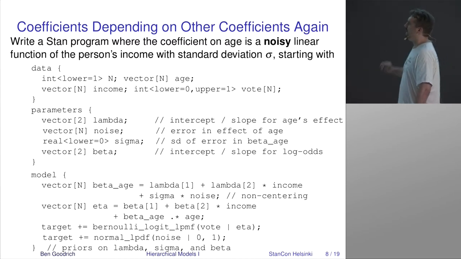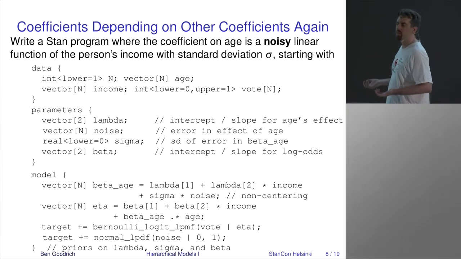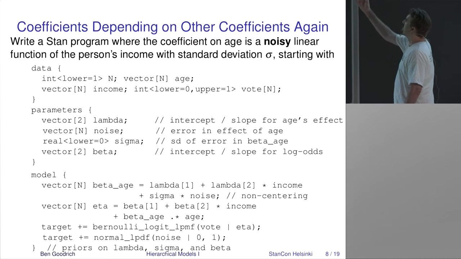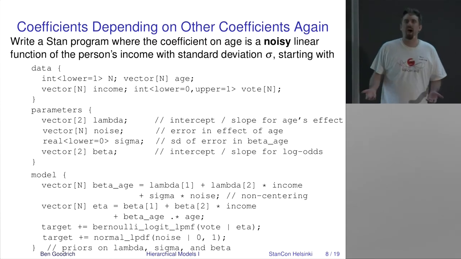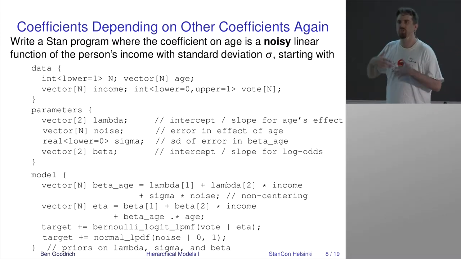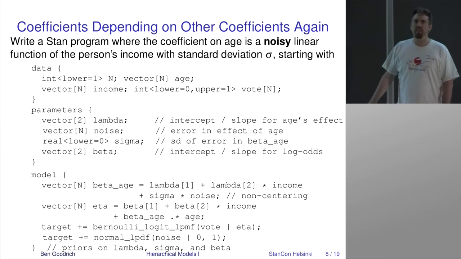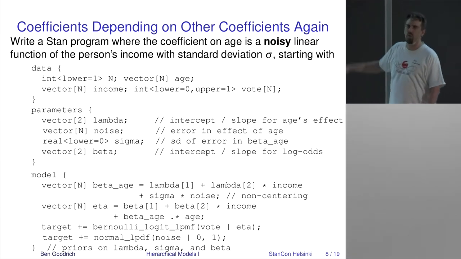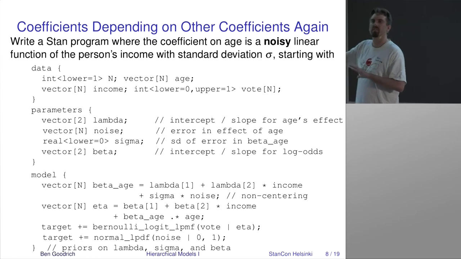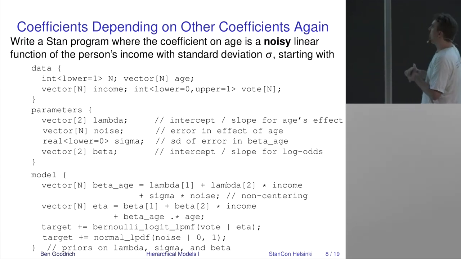And now I have one more line where essentially I've said my prior on the noise is normal 0, 1. But if noise has a standard normal prior, then sigma times noise implicitly is going to have a normal distribution with mean 0 and standard deviation sigma. That's just taking advantage of the scaling property of the normal distribution. So I can say noise has a standard normal distribution, or I can say scaled noise has a normal distribution with standard deviation sigma. It implies the same thing, although sometimes it's easier for Stan to sample one way or another, and we'll talk about that later when we get into efficiency.